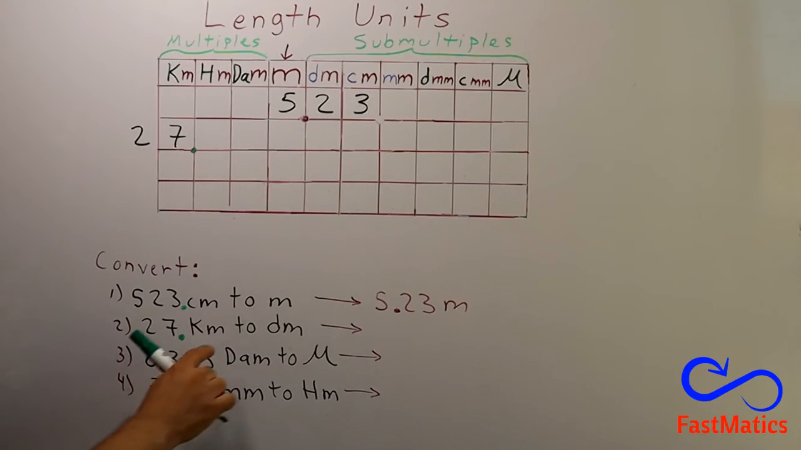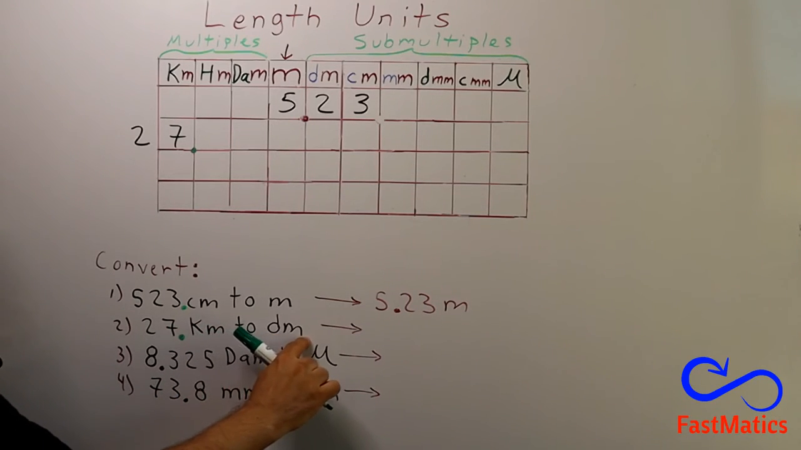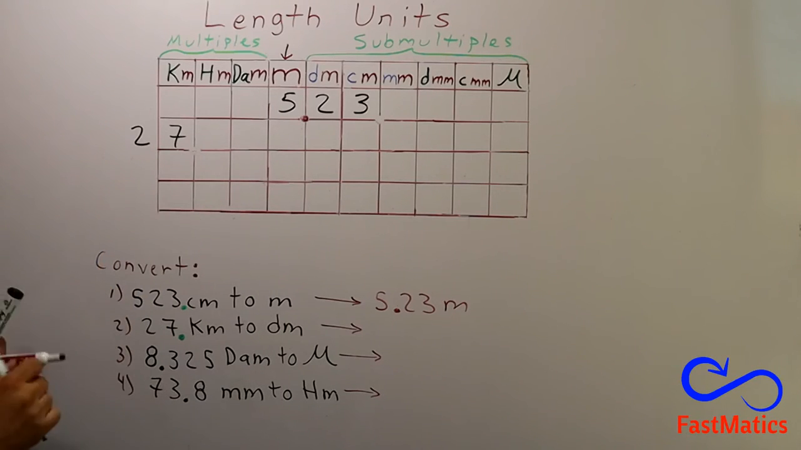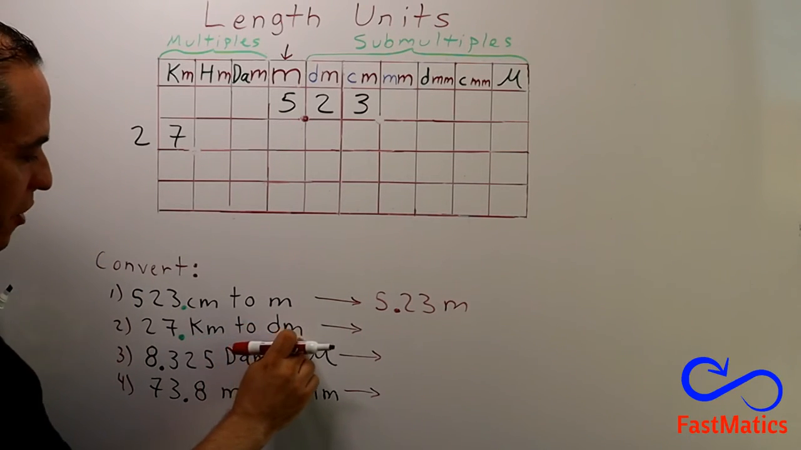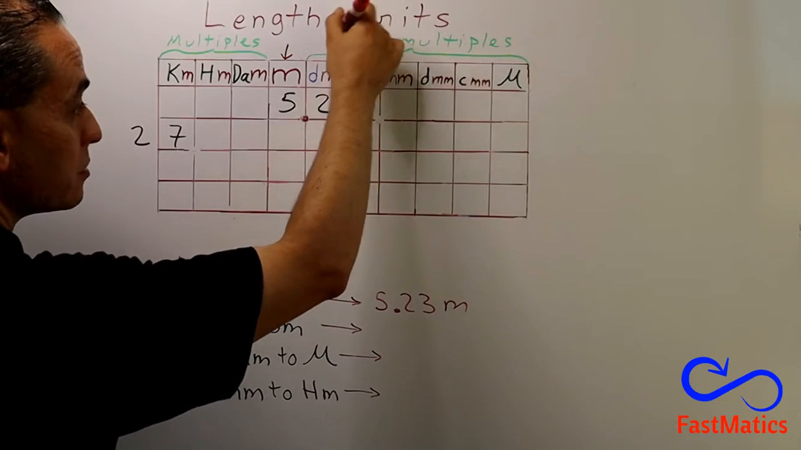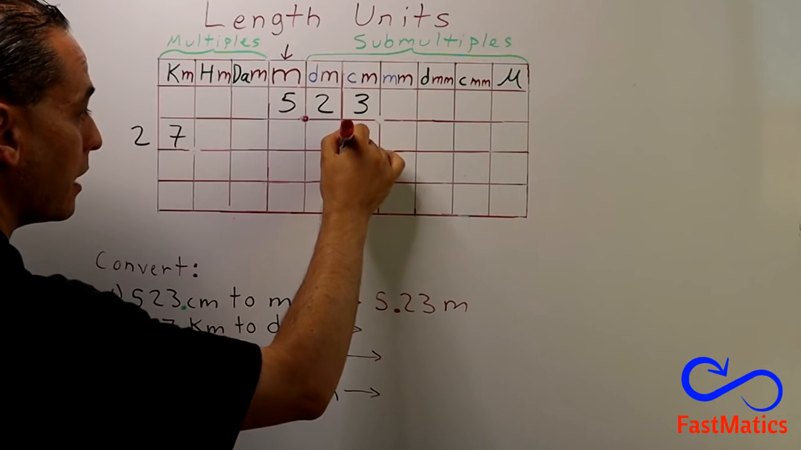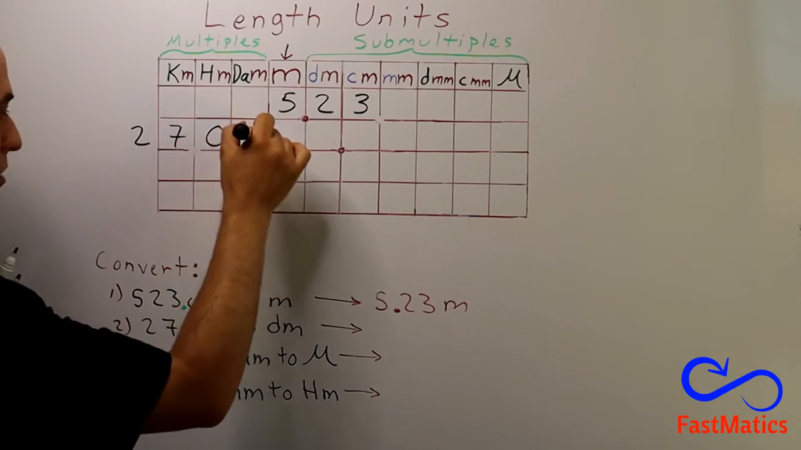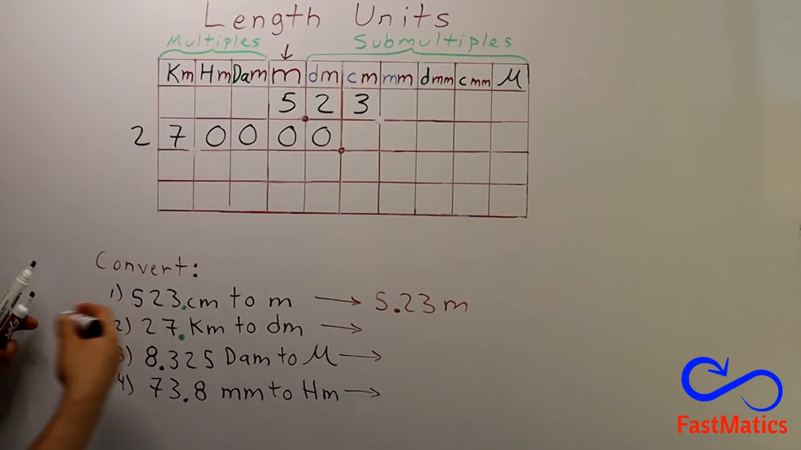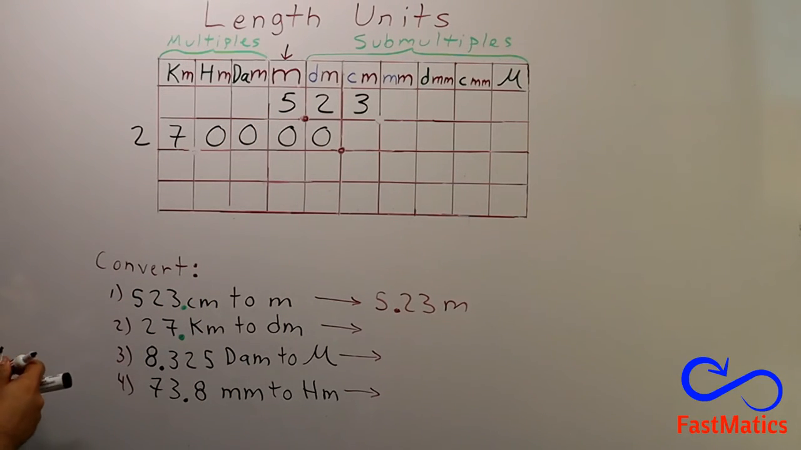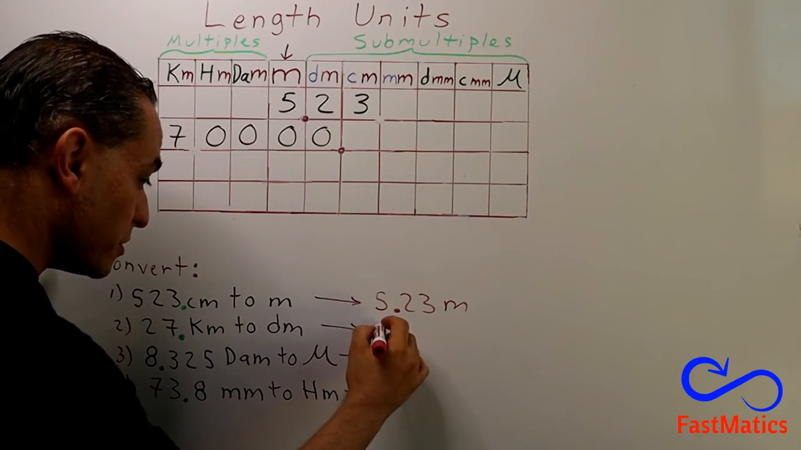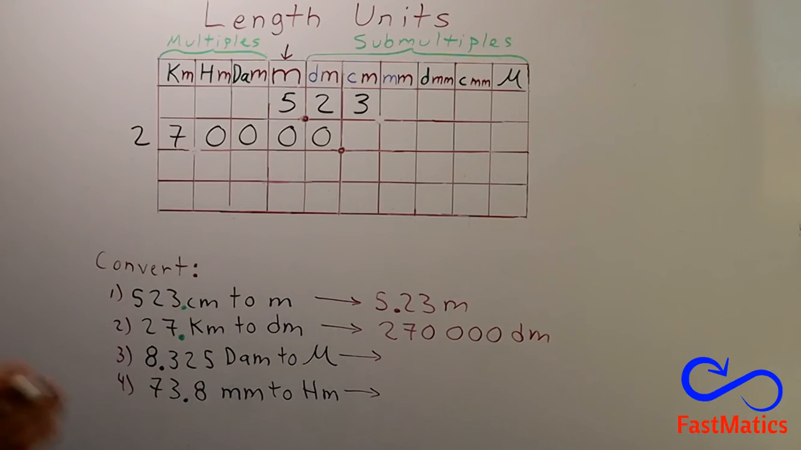And after that, you want to get decimeters. So you erase the decimal point and you put it at the end of the abbreviation of decimeters. Decimeters, here. And you fill it with zeros. Excellent. You fill it with zeros. And the answer is 270,000 decimeters.